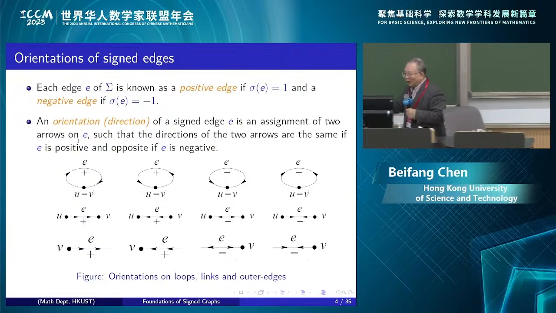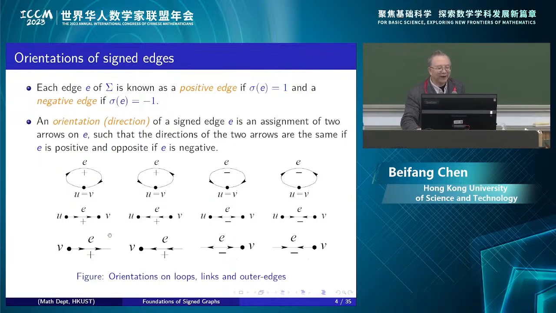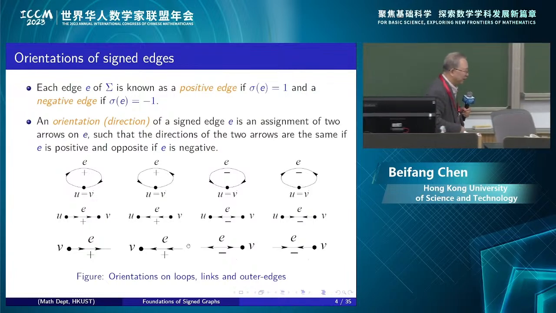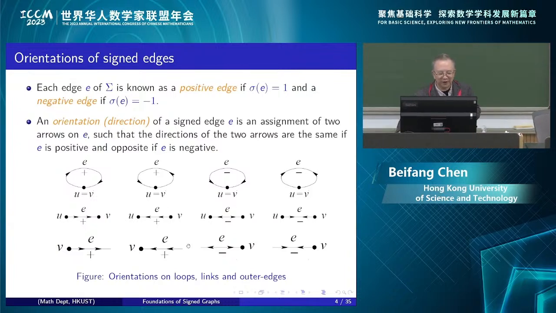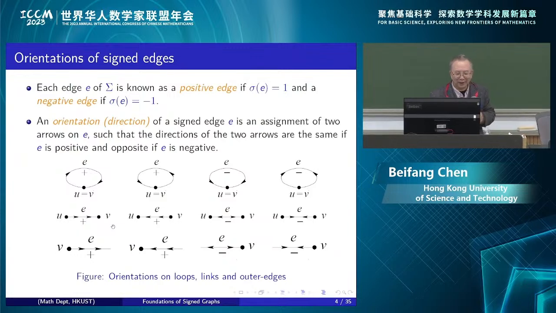And we need to give the orientation for the edges. If the edge is a positive edge, it's just like an ordinary edge, with ordinary orientation. For a link between two vertices, we go from one vertex to another, so usually we'll put one arrow there. Here we'll put two arrows. And for a loop that is a positive edge, we also put the loop, an arrow from the vertex to itself.